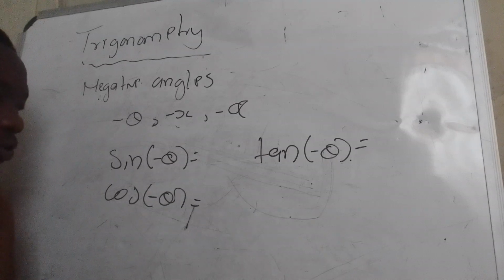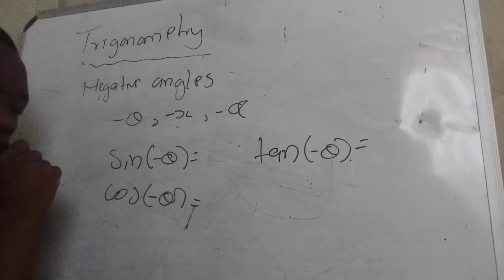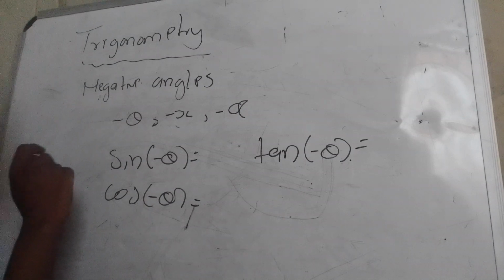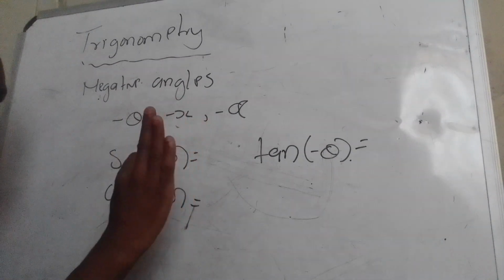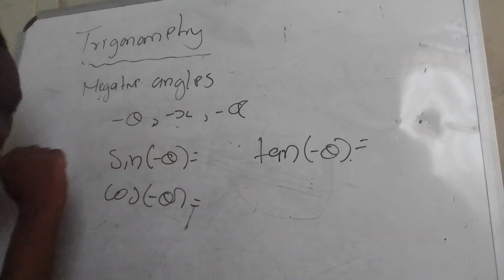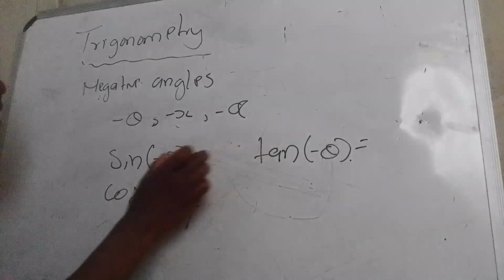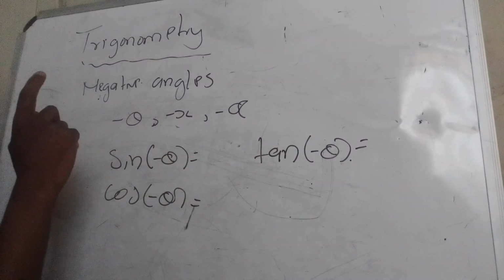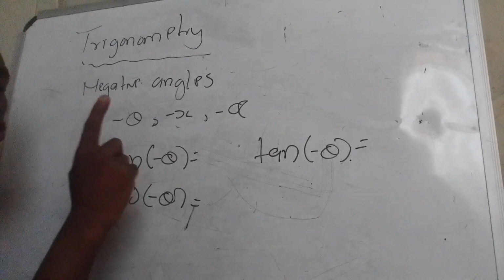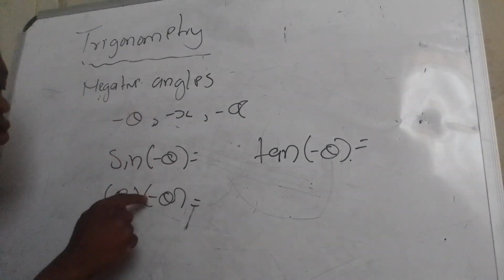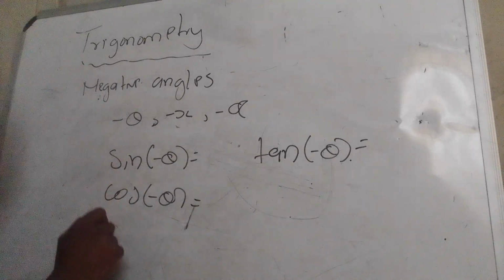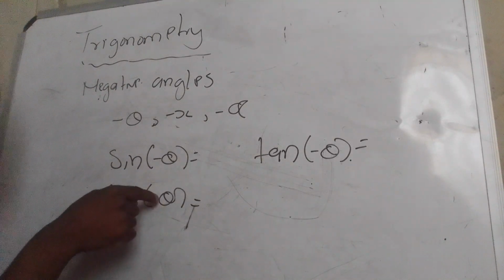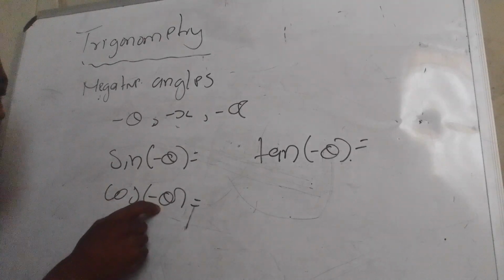Here we're going to have negative sin theta, right? So what I'm going to say to you, if we have these three trig ratios, sin, cos, tan, and we have negative angles, it means only cos is going to be positive when we have a negative angle. Only cos is going to be positive in that manner.